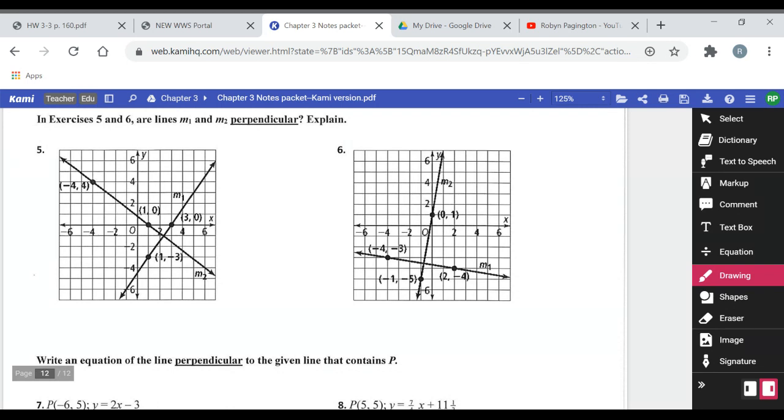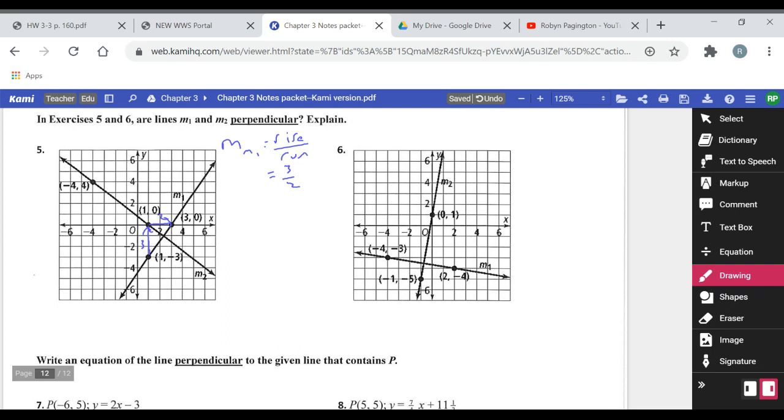Okay, in exercises 5 and 6, it says are lines M1 and M2 perpendicular. So again, we need to find the slopes of these two lines, but we need to then compare those slopes and answer the question. But the first step is finding the slopes. So I'll do the same as last time. One of the slopes I will find by rise over run. In this case, I'm rising up 3 and I'm running 2. So my slope of M1 is, again, rise over run, which in this case is 3 over 2.